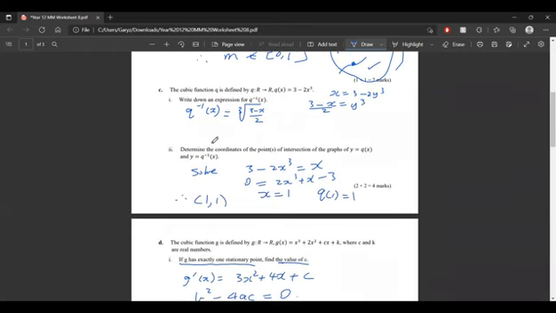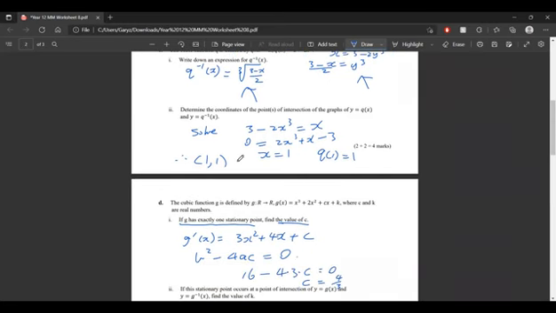The first part is asking us to find the inverse function. So again, we just swap x and y. We work out the inverse function here, and then don't forget to replace the y at the end with q inverse of x. And the next question asks us to determine the point of intersection.